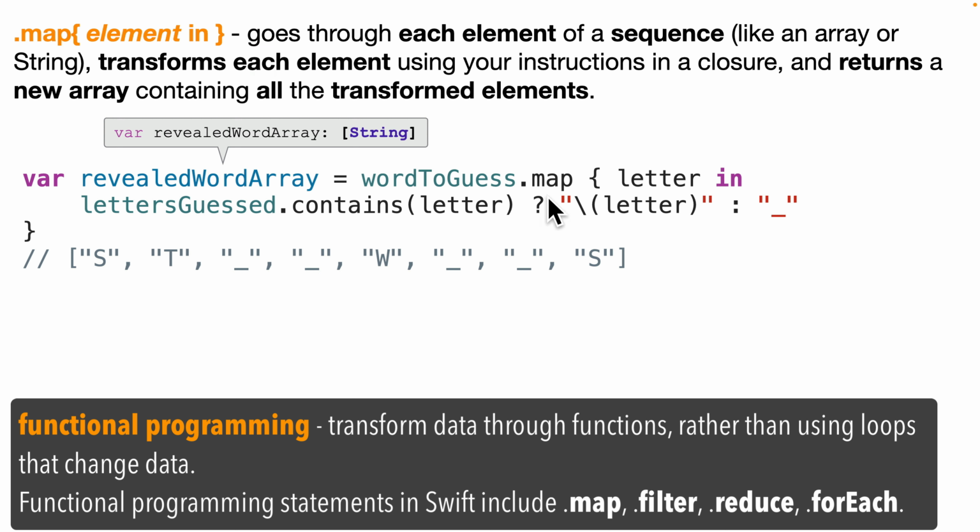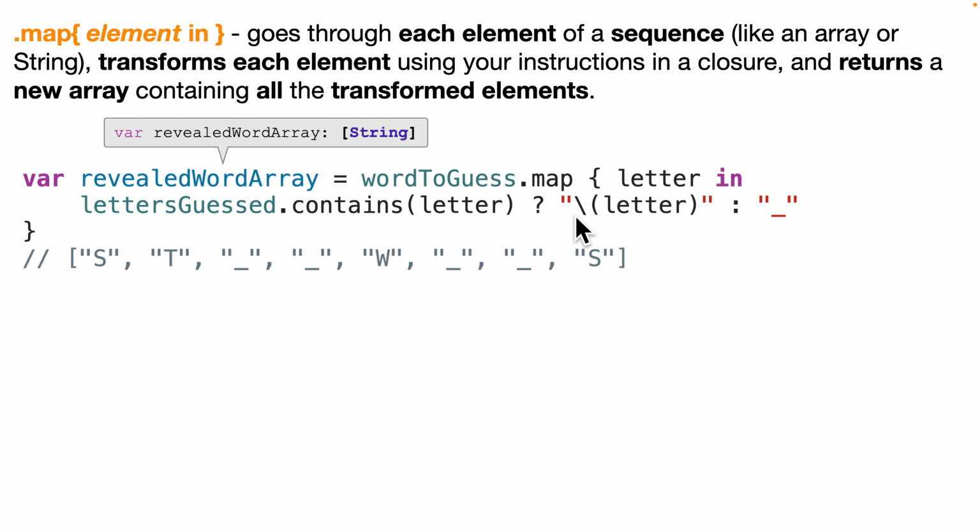This allows our code to be much more compact, and if you're new to this it might look a little bit strange at first, but functional programming using .map is very common in Swift, so you should know how to use it, and many other modern programming languages have a feature like this as well. So when we put .map after a sequence like a string or an array, it works on both.